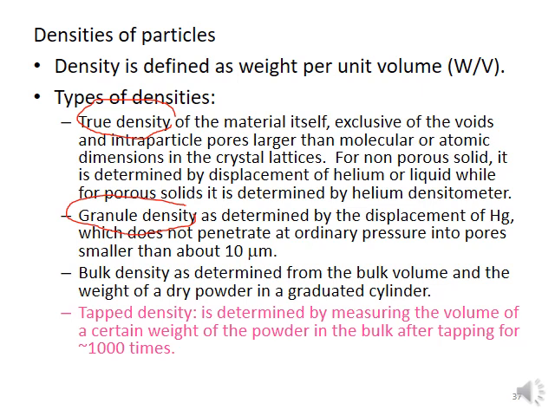Bulk density is usually determined from the bulk volume and the weight of dry powder in a graduated cylinder. Tapped density is usually determined by measuring the volume of a certain weight after tapping 1,000 times.